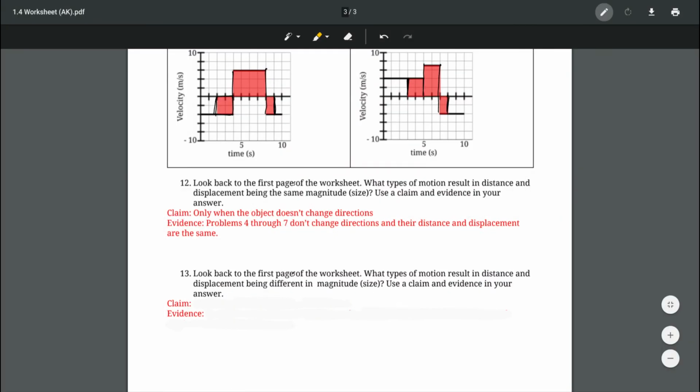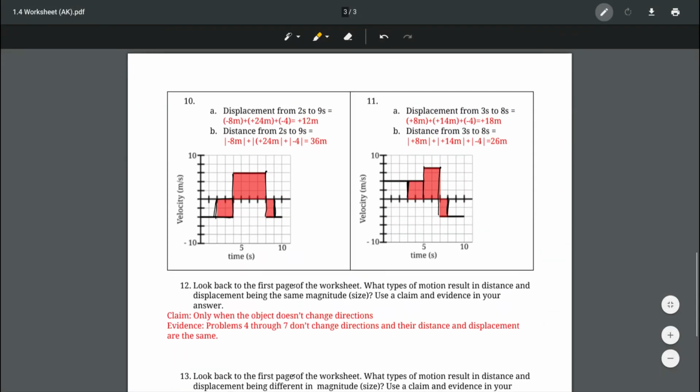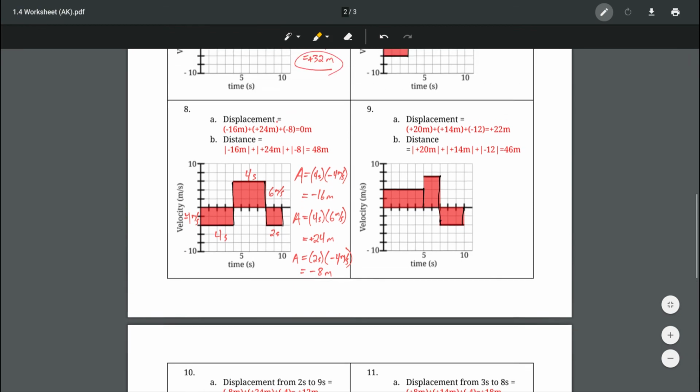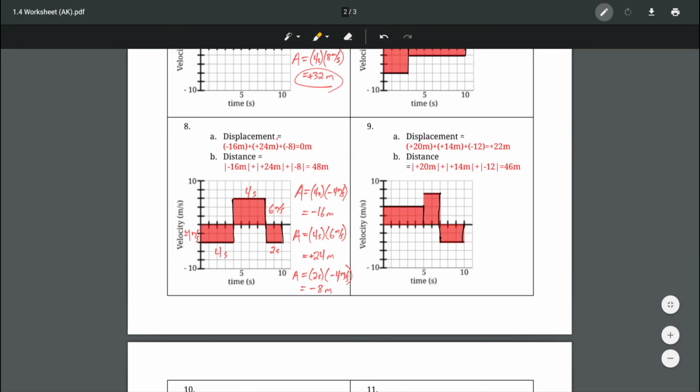13 asks the exact opposite. It asks us what type of motion results in distance and displacement being different sizes or different magnitudes. And so for that, we can look at numbers 8 and 9, and we can see that these distance and displacements are very different, not only in that one has a direction and one doesn't, but they're different numbers. 0 and 48 are not the same size, and 22 and 46 are not the same size. And so that is because in both of these problems, the object changes direction.